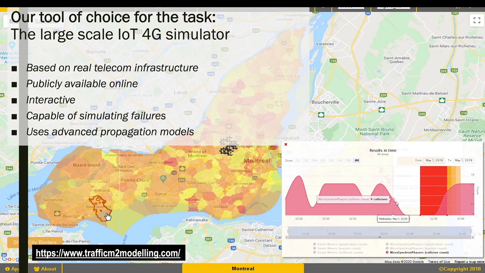This simulator has an interactive graphical interface that is publicly available online at the URL that is shown on the screen right now. In it, users can simulate total and partial sleeping cell failures and observe how the performance is affected by them over time. This simulator was built using advanced propagation models to compute the received signal strength in each location of the city.